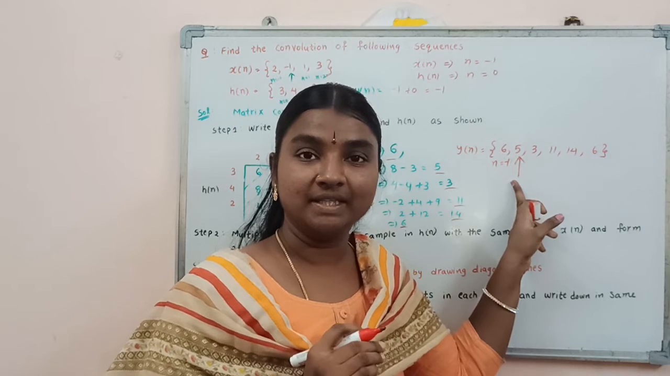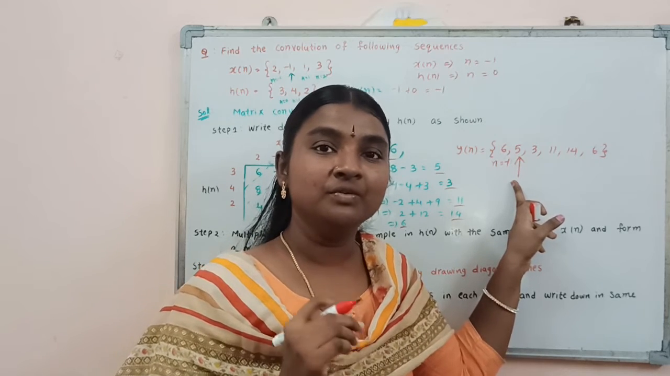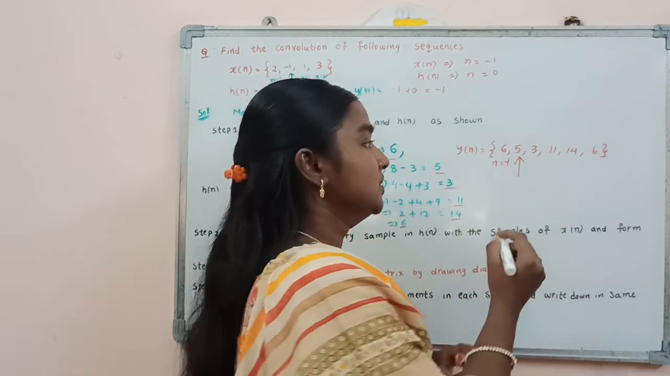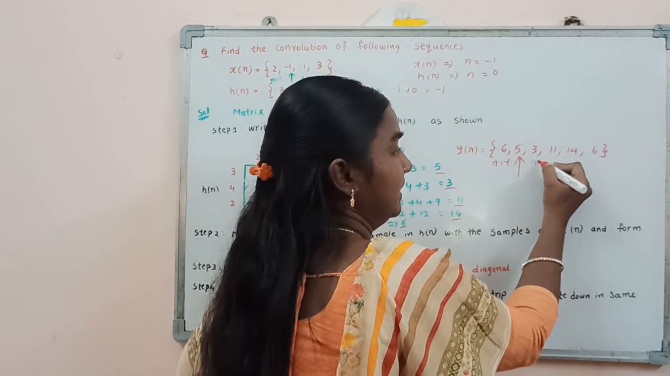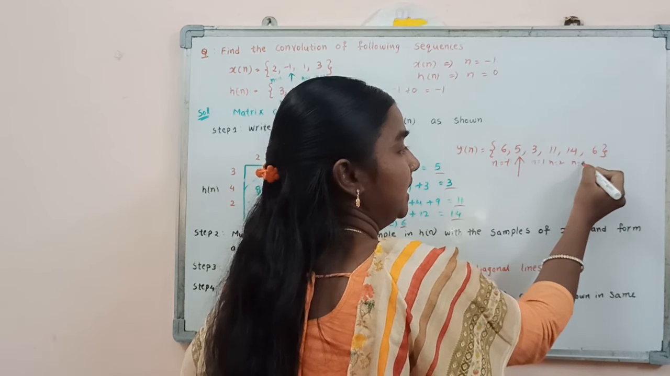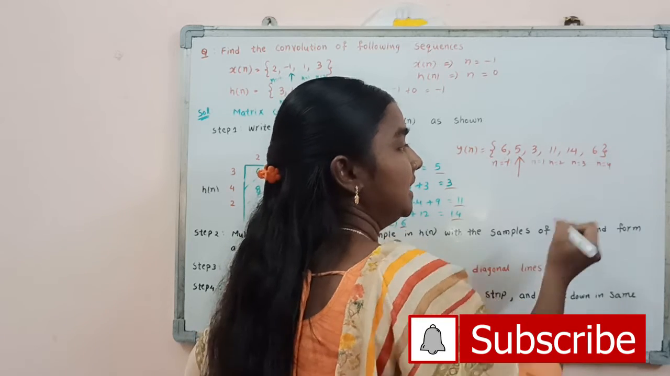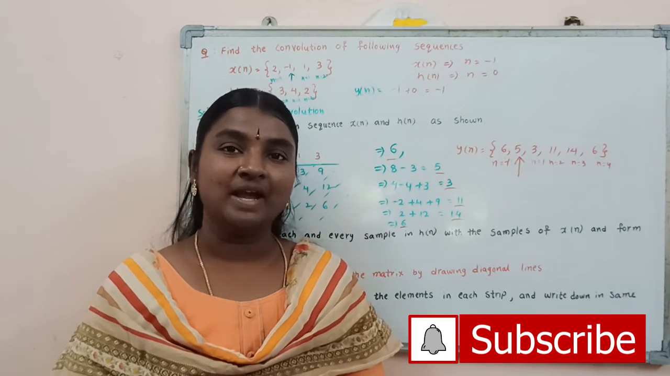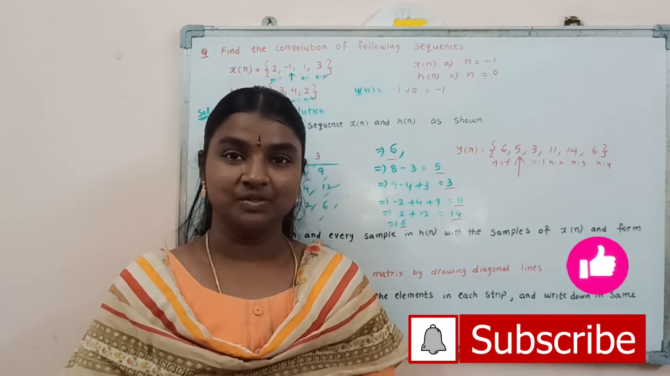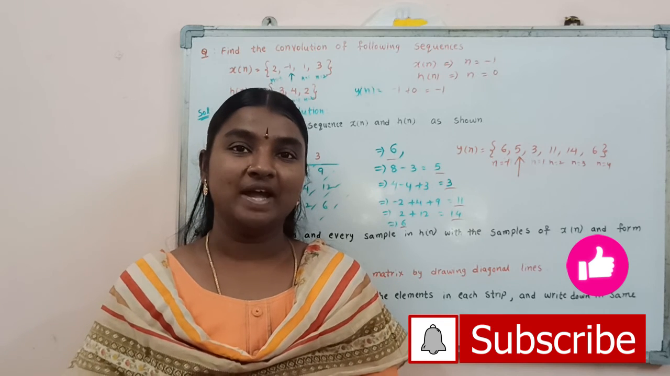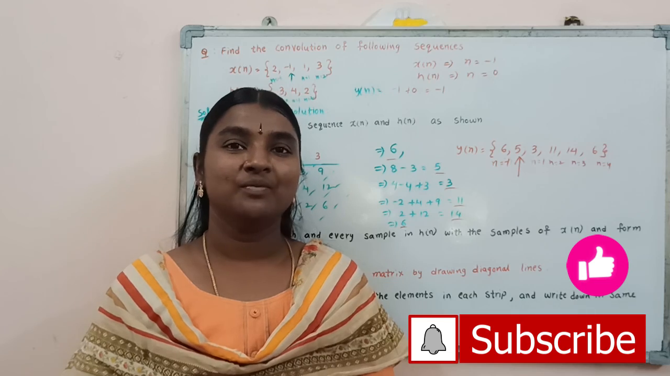So we may write the arrow mark here. The arrow mark indicates the amplitude at the time instant origin. Next, this is the amplitude at n equal to 1, here n equal to 2, here n equal to 3 and n equal to 4. Like this, we can find the discrete convolution of the given two discrete time domain sequences to find the output sequence y of n.